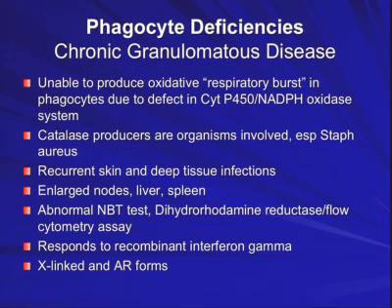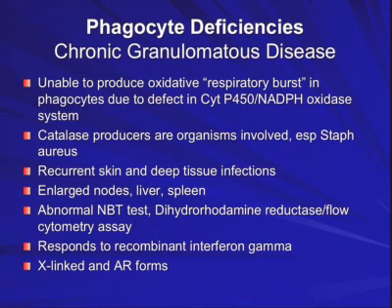All right, so recurrent skin and deep tissue infections, mainly pneumonias and skin infections predominantly, but you can also get abscesses in other places like suppurative adenopathy or liver abscesses. The tests involved right now: the gold standard is the dihydrorhodamine reductase flow cytometry assay. Several labs still use the old nitroblue tetrazolium test. Both are good tests for picking this up.